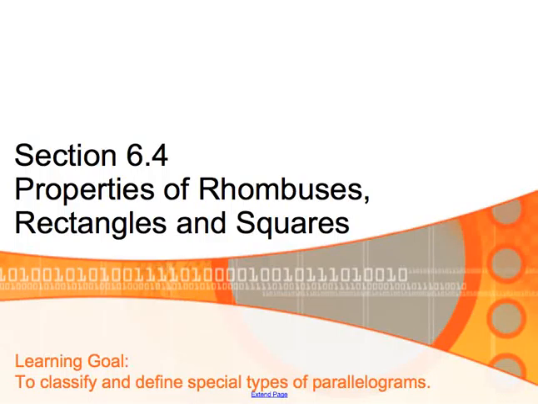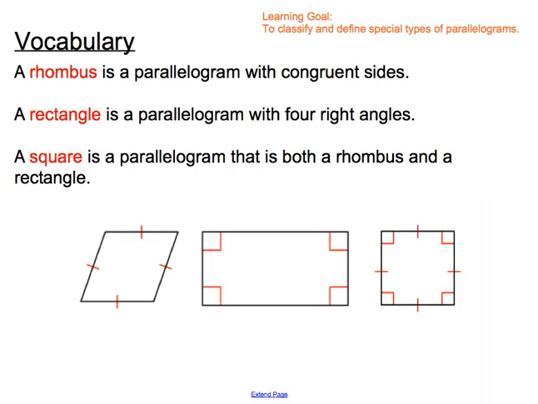Hello students, today we're going to cover section 6.4, properties of rhombuses, rectangles, and squares. The first thing we need is the vocabulary. Most of these words we should have heard before.